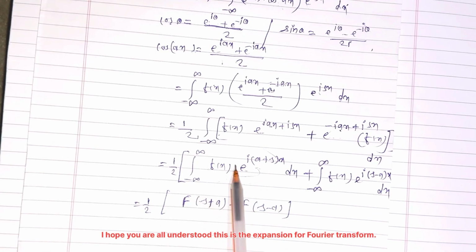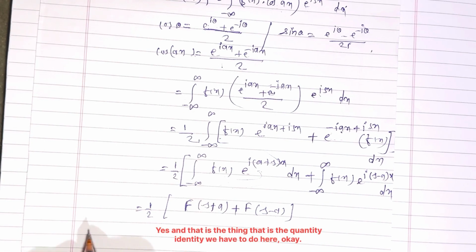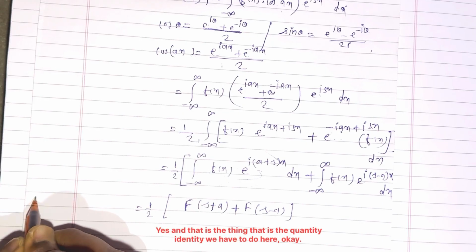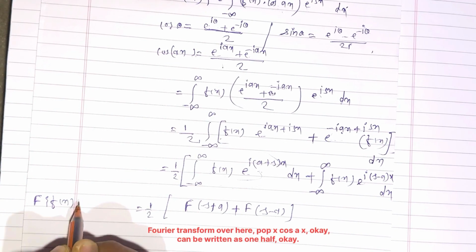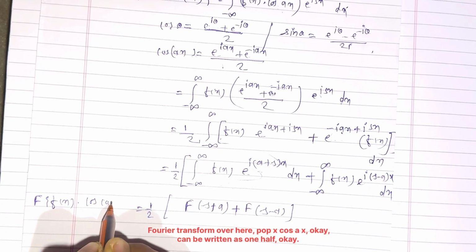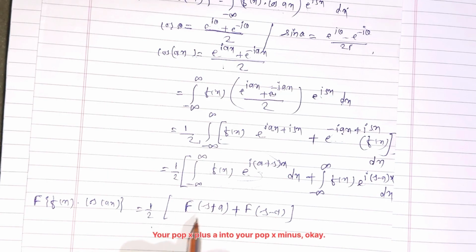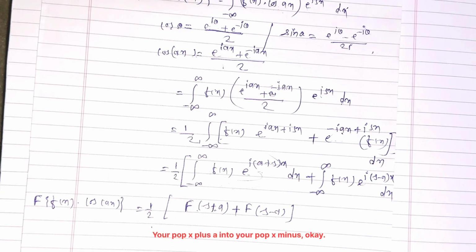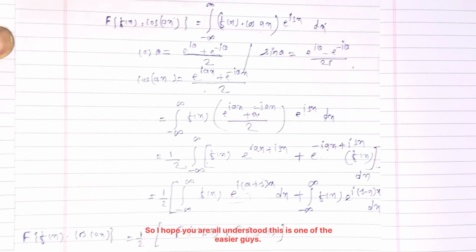This is the expansion for the Fourier transform, and this one is also an expansion for the Fourier transform. That is the identity we have to prove here: the Fourier transform of f(x) cos a x can be written as 1/2 of F(s plus a) plus F(s minus a). So this is our required modulation theorem. I hope you all have understood. It is one of the easier ones, guys.